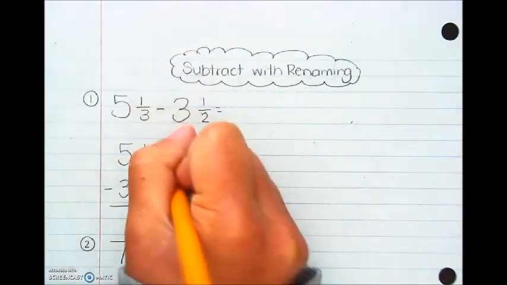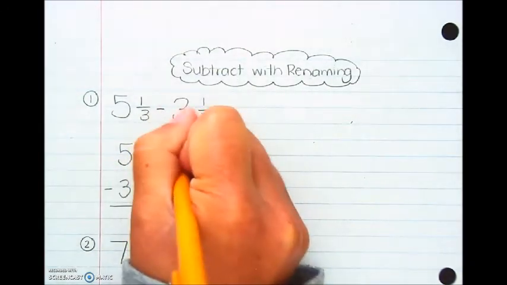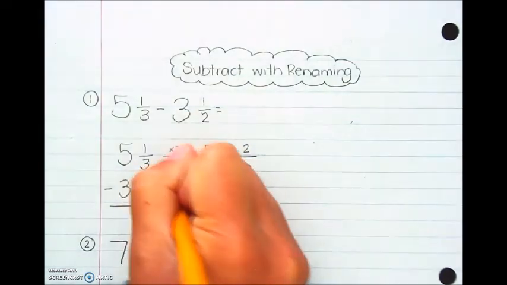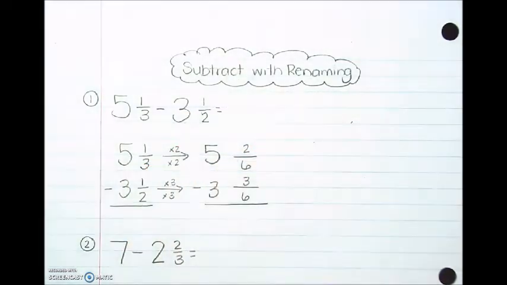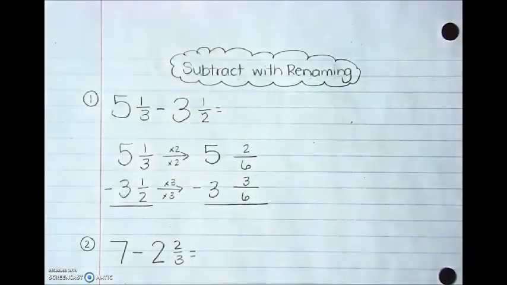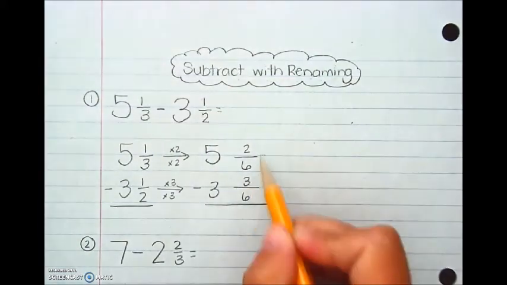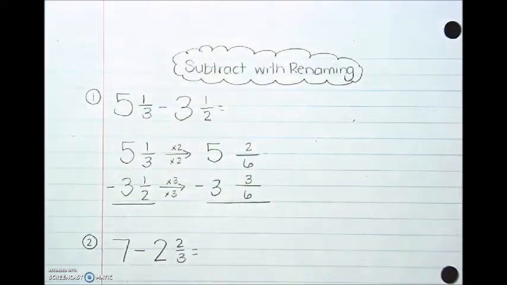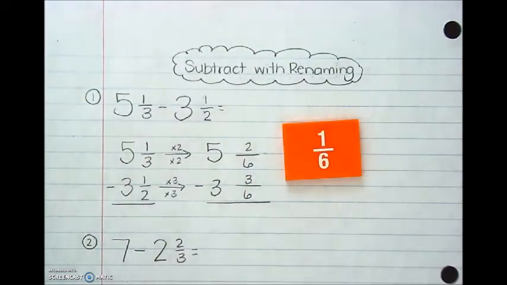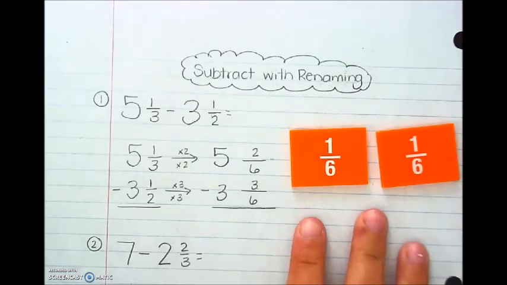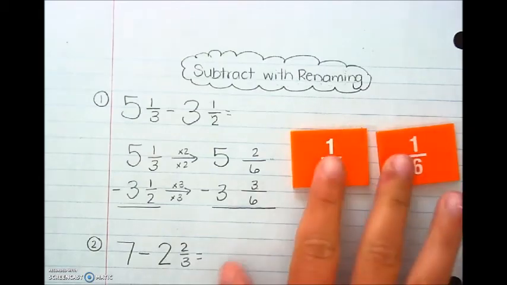So 1/3 becomes 6 by multiplying by 2. And 1/2 becomes 6 by multiplying by 3. So now here's where your brain should hopefully start to send off some alarm bells and say, wait a second, I can't subtract 3 things when I only have 2 things. In other words, if I have 2 orange 1/6 tiles, I can't take away 3 of those tiles because I only have 2 of them.